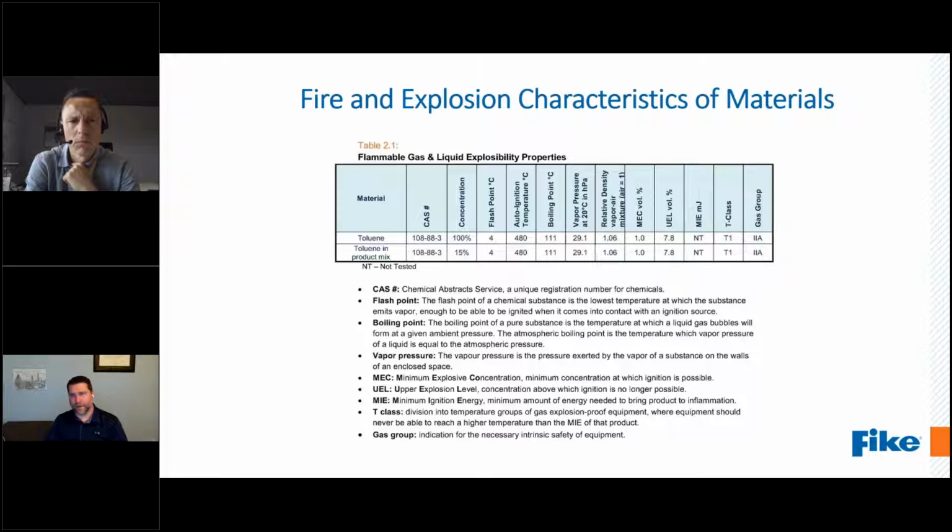So here are the characteristics we're typically looking at. This is an example for a flammable gas and liquid from an example report we have, in this case toluene. Our main things we're focusing on: the flash point, which is the lowest temperature at which the substance emits enough vapor to be ignited. The auto ignition temperature, where it can ignite just above that temperature and self-ignite. Boiling point, vapor pressure.